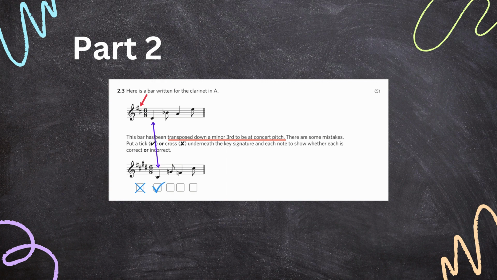The next one from D transposes down a minor third. It should be B, so it's right. In the third one, if B flat transposes down a third, it becomes G, so it's right. The next one is A. It should be a F sharp if it transposes down a minor third, so it is wrong. The last one is transposed from E. Down a minor third, it should be C sharp. This is a bit tricky. Remember to look at the key signature. There is a C sharp here, so the answer is right.